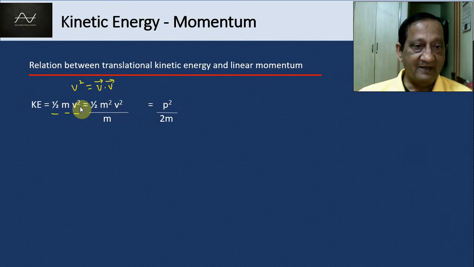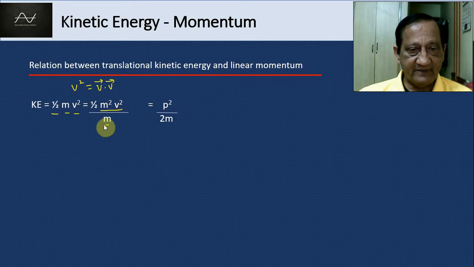Now, I multiply and divide by m, so it becomes m square v square divided by m. This is mv square, that means p square. And p square also is equal to p dot p. So, kinetic energy is equal to p square by 2m.